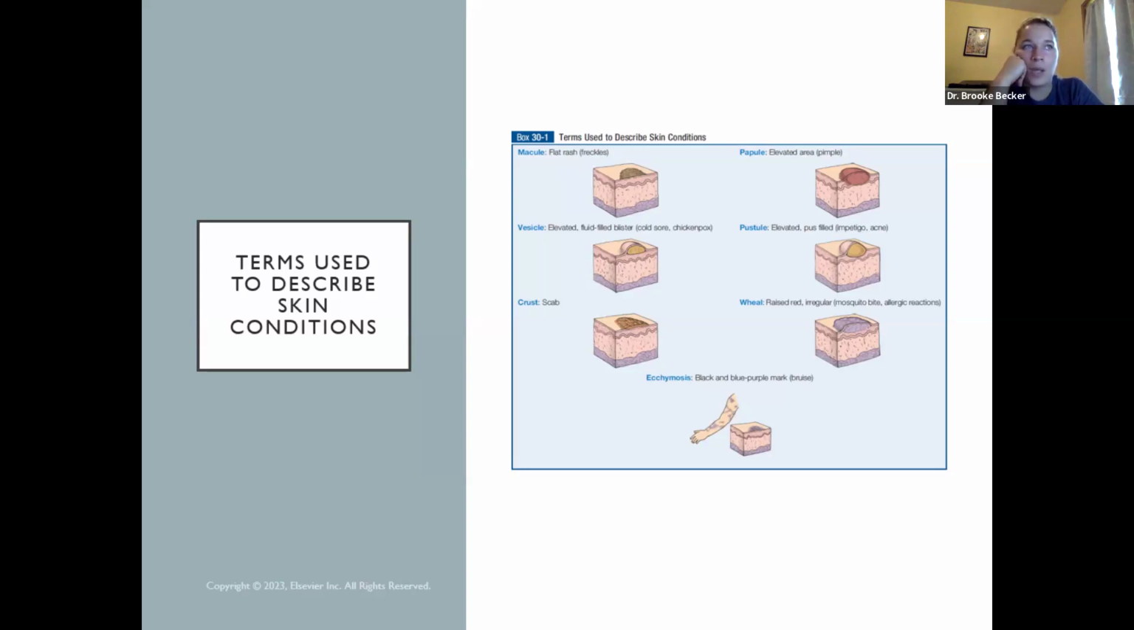Okay. A papule is an elevated area. So it's just elevated. It does not have that fluid-filled blister kind of appearance. So something like a pimple. Now, if your pimple has pus underneath it, then that's considered a pustule.